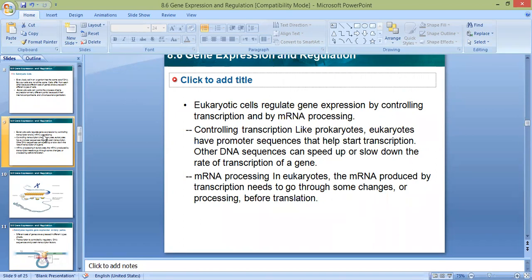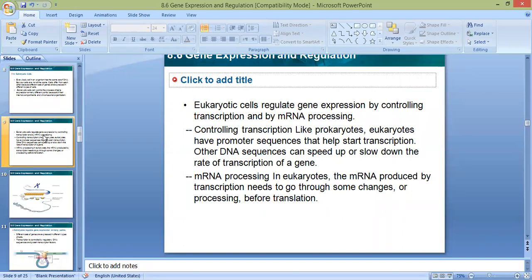Now let's come to controlling transcription. Like prokaryotes, eukaryotes have a promoter sequence that helps start the transcription. There are also other DNA sequences that can speed up or slow down the rate of transcription. We will talk about this in detail. As a general idea, controlling transcription is somewhat like prokaryotes, which have a promoter that helps start the transcription, and there are other sequences that can speed up or slow down the rate of transcription of a gene.